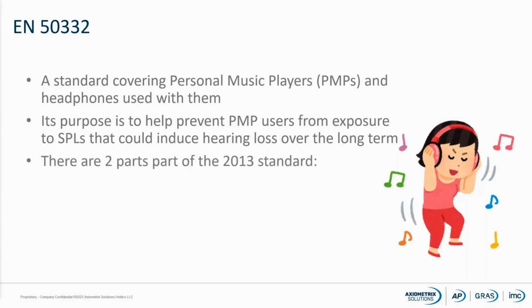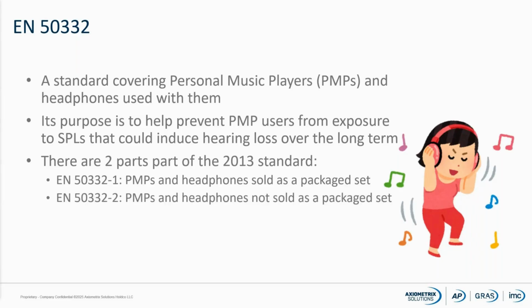There are two parts of the 2013 standard that we'll be talking about in today's webinar. First, we have EN 50332-1, which we'll refer to as Part 1 going forward. This test is for PMPs and headphones sold together as a package set. And we have EN 50332-2, which we'll refer to as Part 2 going forward. These set of tests are for PMPs and headphones sold separately. We'll break these tests down more in the upcoming slides.